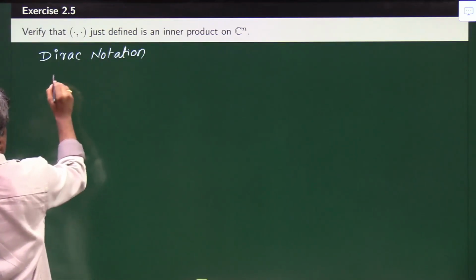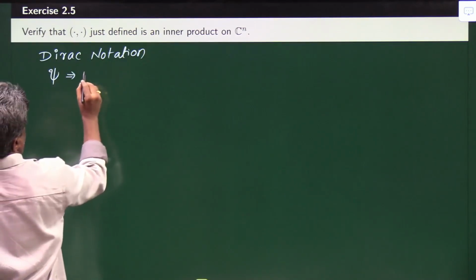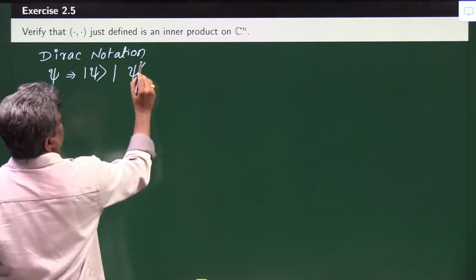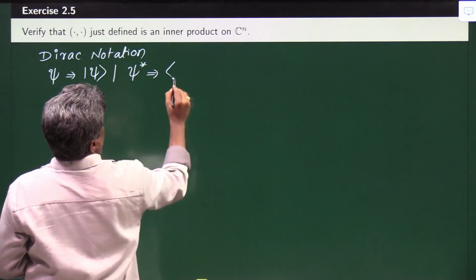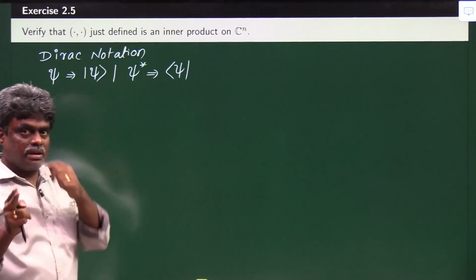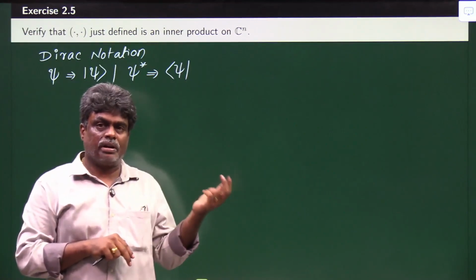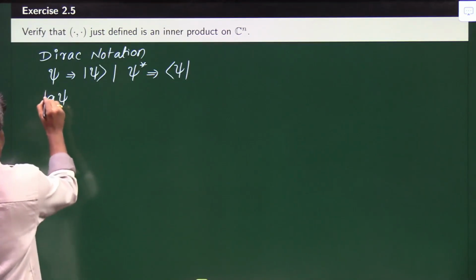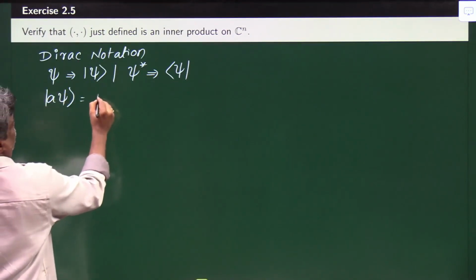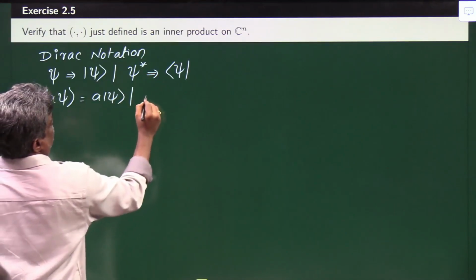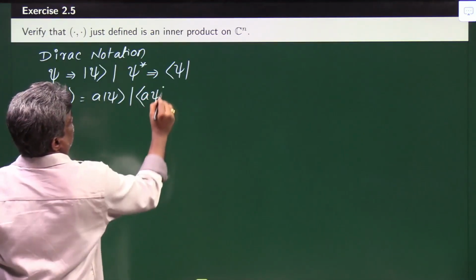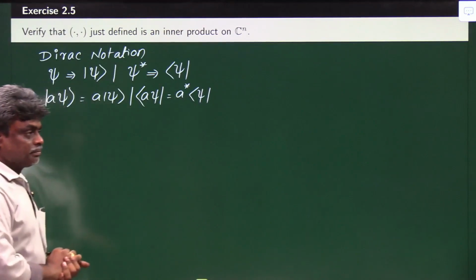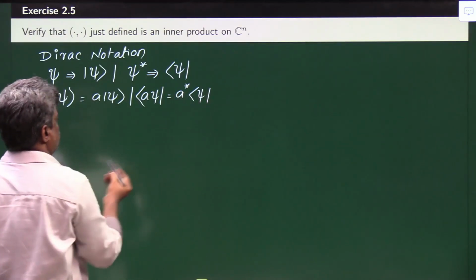Whenever you have a state vector in the Hilbert space, this is represented by ket psi, and the corresponding complex conjugate, psi star, is represented by a bra vector. State vector is represented by a ket vector and its corresponding complex conjugate is represented by a bra vector. Now whenever there is a constant in a ket vector, that constant comes out as it is. And whenever the constant is in a bra vector, you will get the complex conjugate of that A times the bra vector. A constant you can write anywhere, here or here, it does not matter.